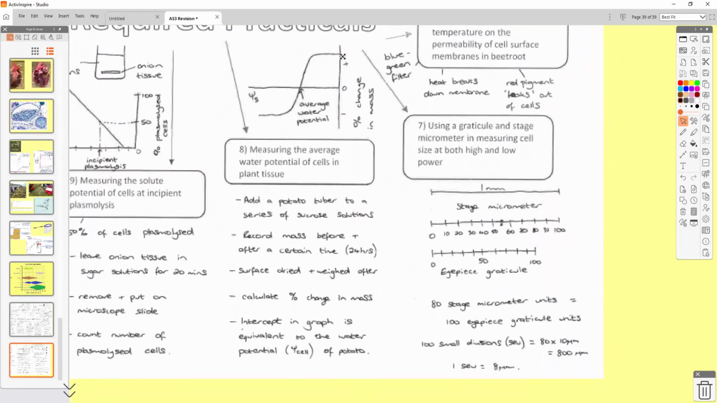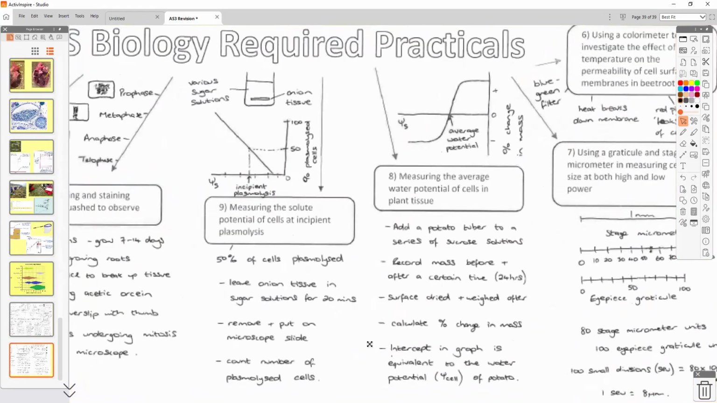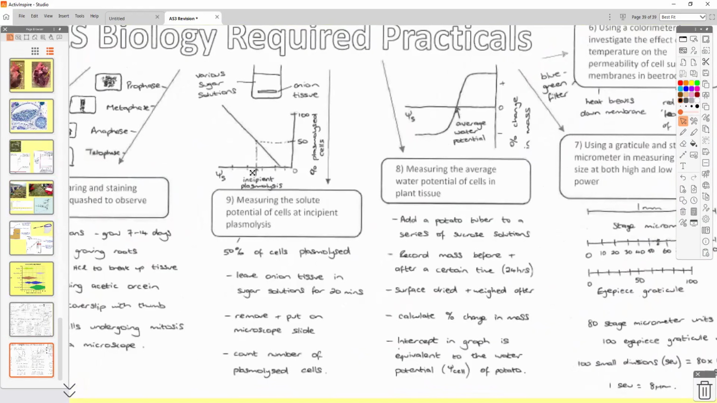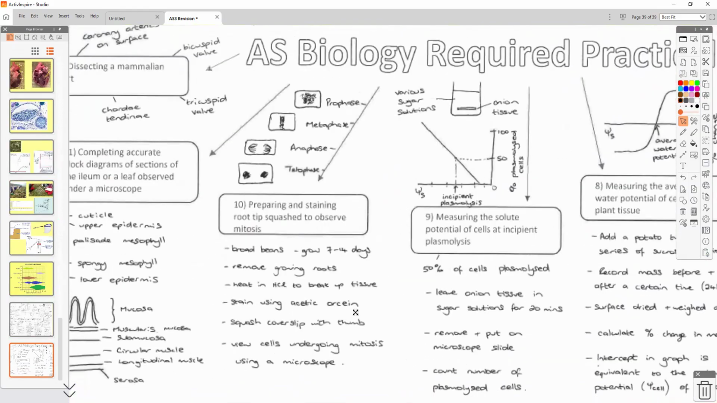The average water potential is your different solutions, water moving in, water moving out, average water potential there, or the isotonic point as it's sometimes known. The incipient plasmolysis, giving you your 50% value is what you're looking for there. The staining, we've talked about that, acetic orcein solution is generally the one you need to remember. You need to know the stages as well.